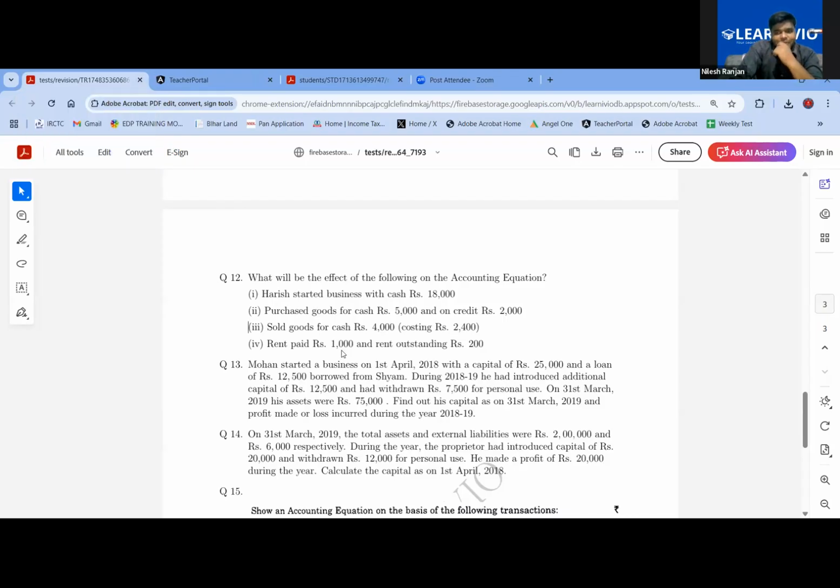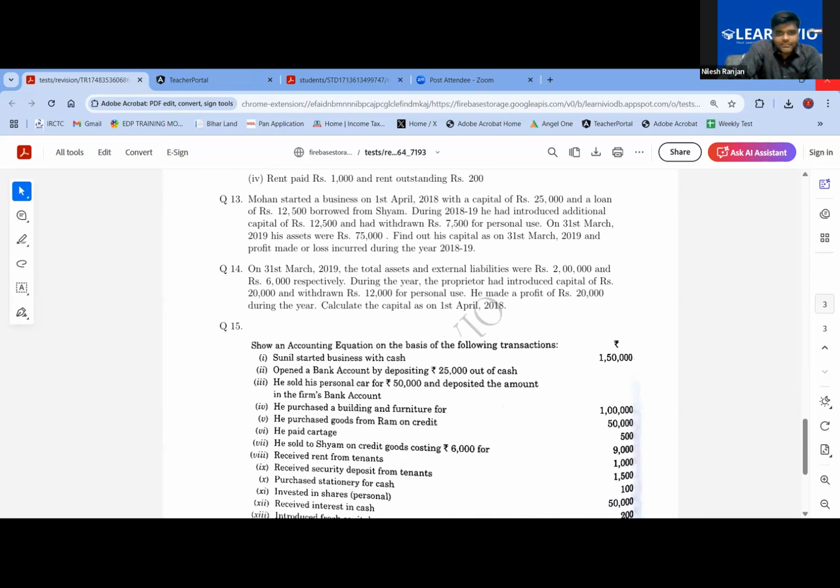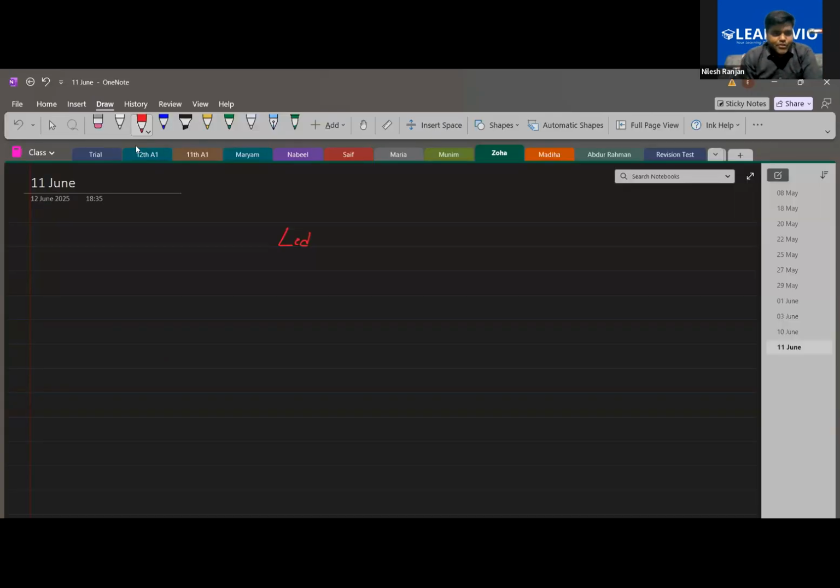Okay. So let's start with ledger now, because in the beginning of accountancy, I told you that the first step in accounting is recording, and then classifying. Do you remember what classifying means?